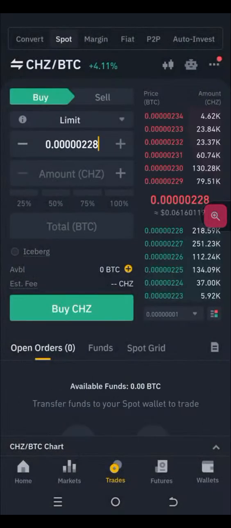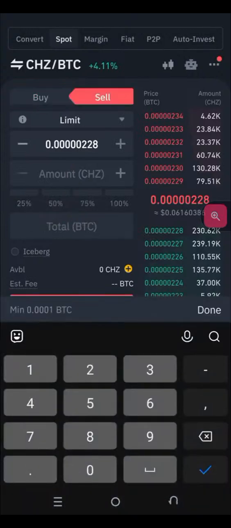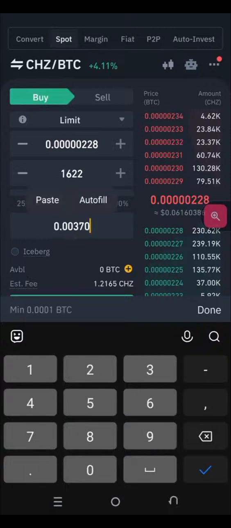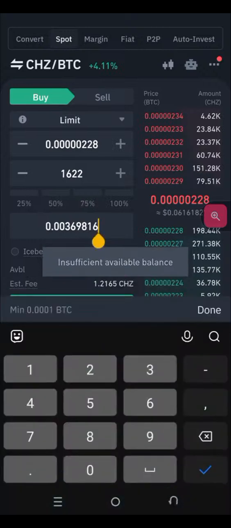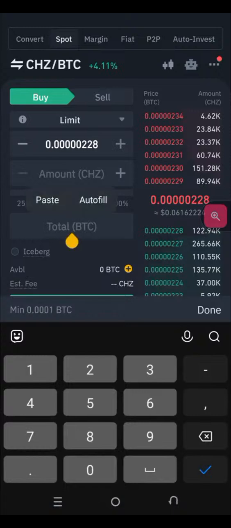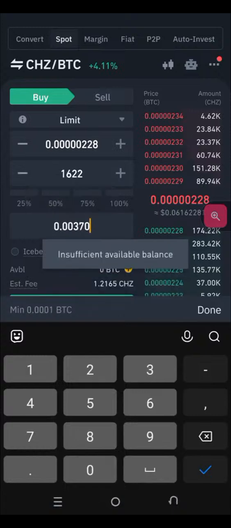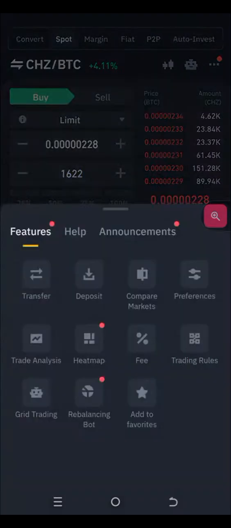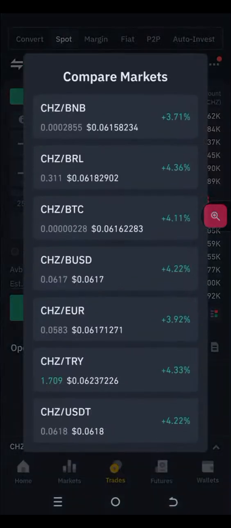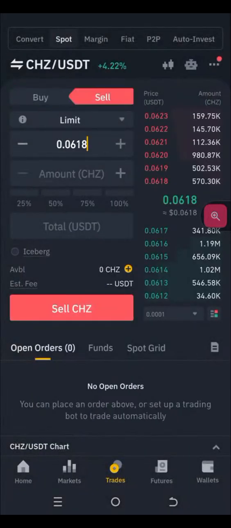Let's go ahead and put in the amounts that we want. Let me just do this and do that again. And put in the BTC amount. Let me put that again very well. I'm going to put in the BTC, just paste that there. We're going to get 1622. So let me copy that. So we go back and try to sell it. We'll sell the CHZ to USDT. Okay, USDT has increased. It's 0618. Let's go ahead and see if we're going to make any money.